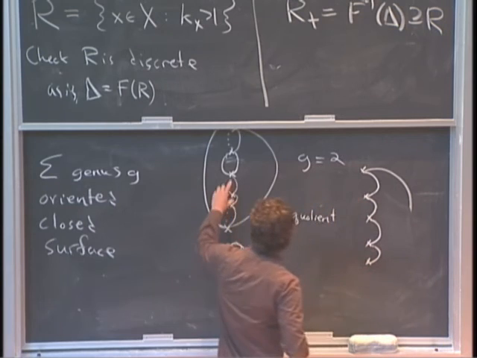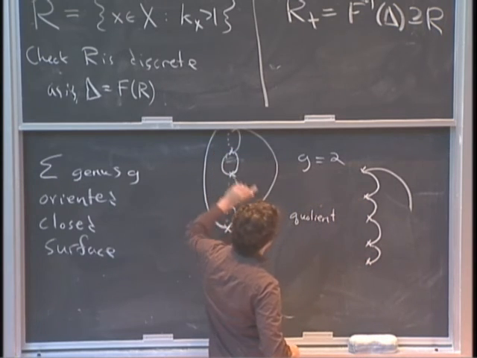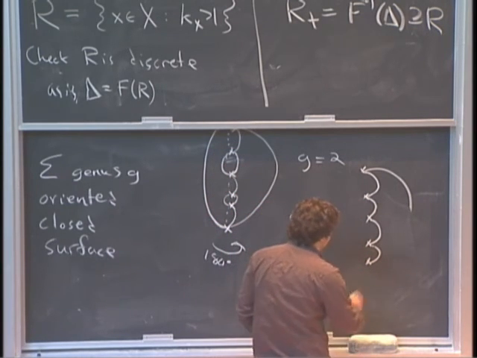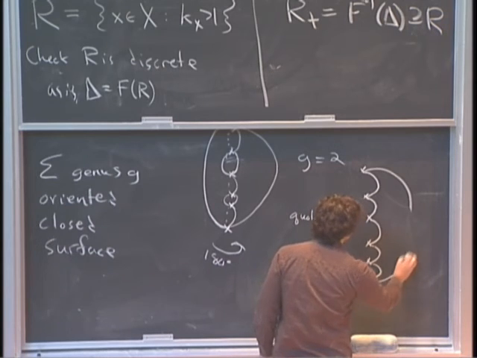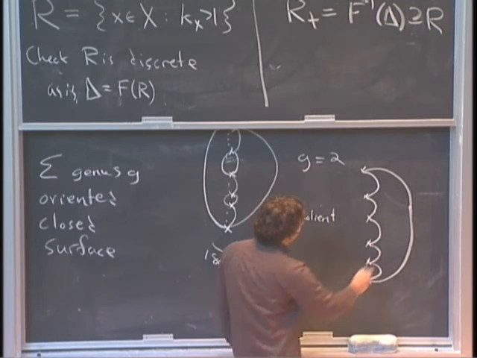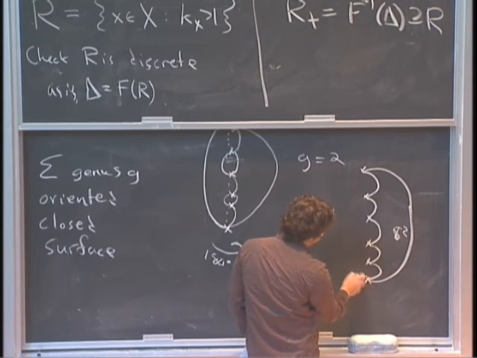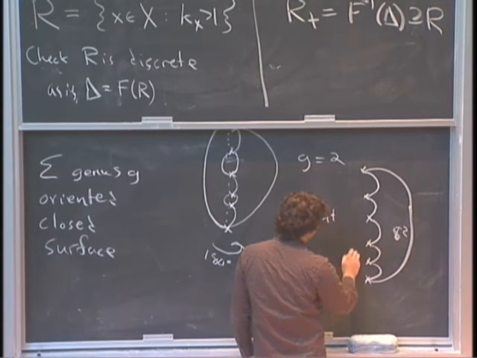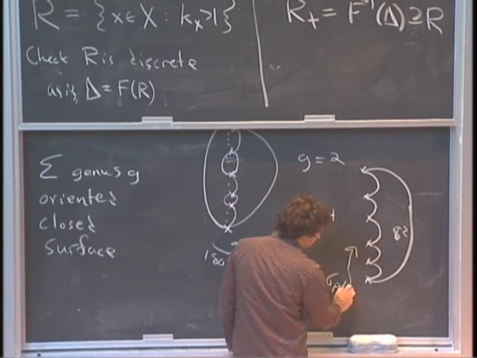Right, so there's 1, 2, 3. I obviously have trouble counting. OK, so, but notice this is S2 with now 6 points removed. Right? These are 6 points. OK?